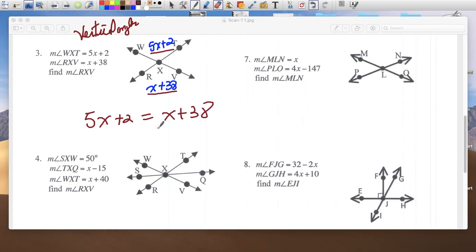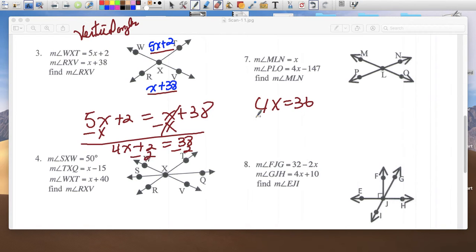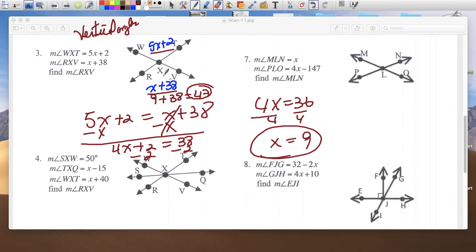We can eliminate a variable from each side, so let's get rid of this one. Minus x, so we now get 4x plus 2 equals 38. Minus 2, so we get 4x equals 36. Divided by 4, x equals 9. Now that x equals 9, I go back to this expression and substitute it: 9 plus 38, and that gives us 47. So the value of this angle is 47 degrees.